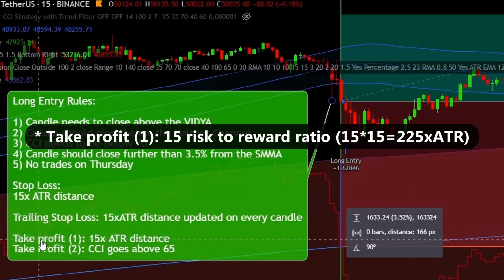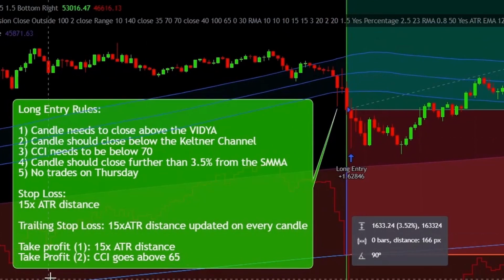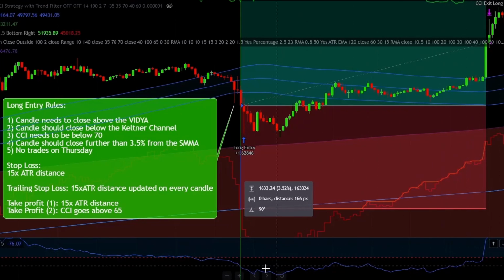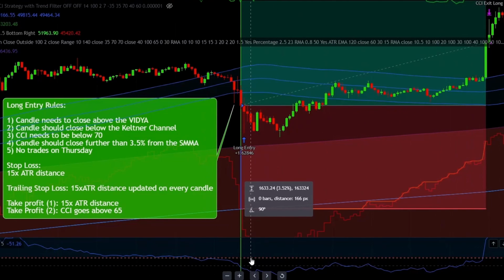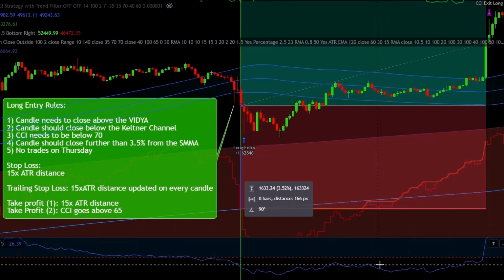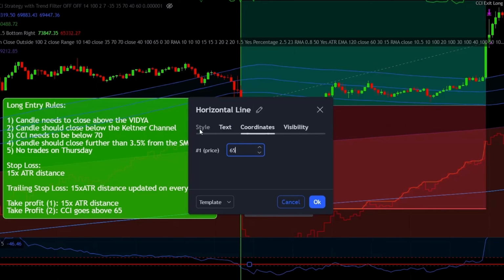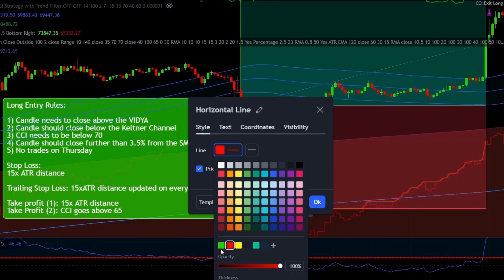The first take profit level is a 15 times ATR distance. The other take profit condition, which is the more common one, is to exit the trade when the CCI goes above the 65 level. Remember, this is our CCI indicator. This red line is the 70 level. So let's add another one to the 65 level. Let's change its color to green so we know it's a take profit.